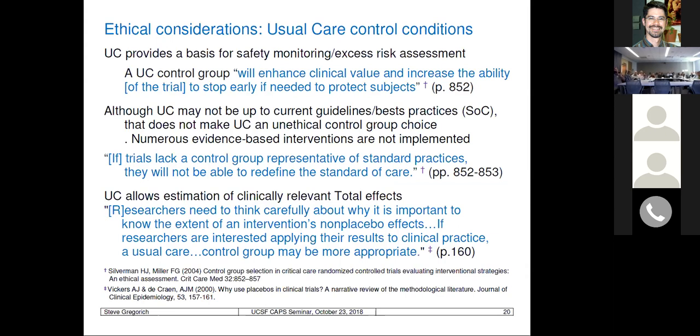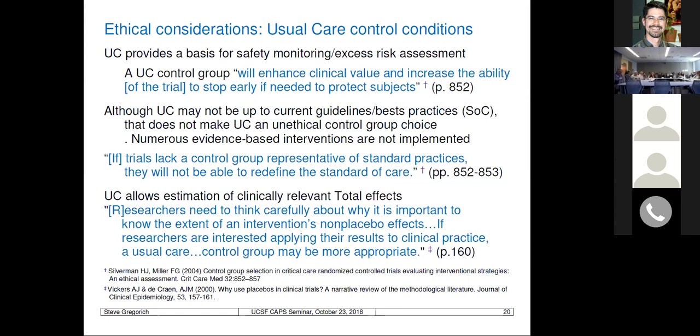I'm not going to read them all, but as I said before, usual care also provides a basis for safety monitoring, because you could have some kind of comparison group that wouldn't really give you an understanding of what the adverse event base rate is. So your DSMB, when they're looking at your adverse event rate in a study without usual care, they're not going to have a good idea of whether or not your adverse event rate represents excess risk. It may not be a big deal for a lot of behavioral interventions that are kind of low risk studies, but it is something to consider.